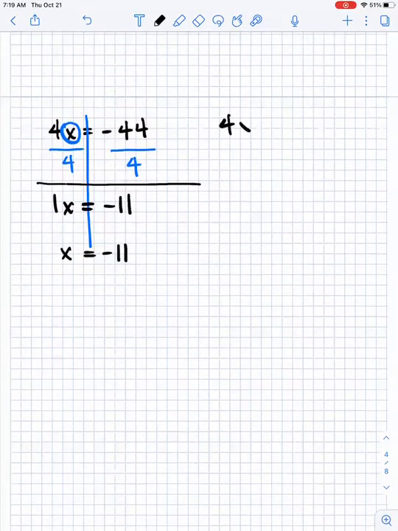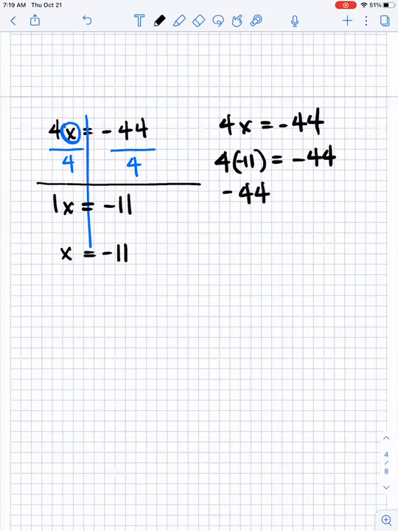When I check this, 4x equals negative 44. 4 times something equals negative 44. That something is negative 11. And I get negative 44 is equal to negative 44.